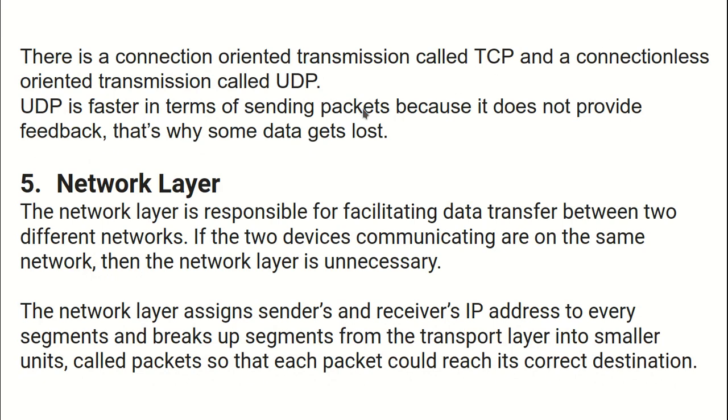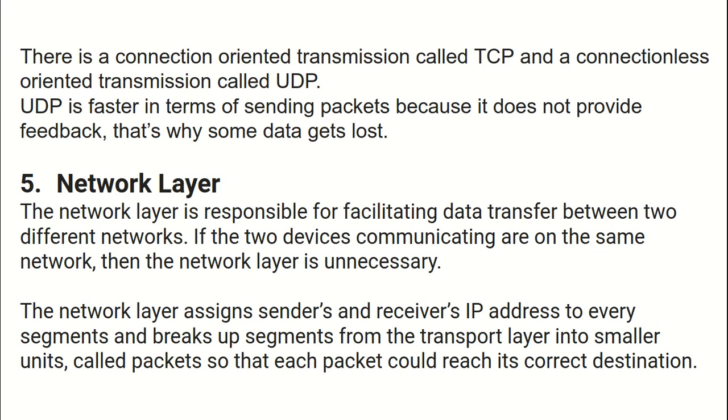So in the transport layer, UDP is faster. How? Because UDP allows some packets to be lost, so it will not care about the packets. Instead, it will care about the speed of the transport. In this way UDP is faster in terms of sending packets because it does not provide feedback. That's why some data gets lost. UDP is focusing on the faster result, so it is faster than TCP. In the other case, TCP makes sure to send the data 100% to the destination, so it will check that none of the data is lost and send all the data to the destination.